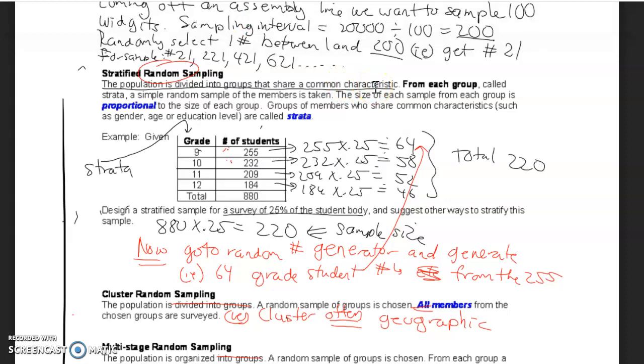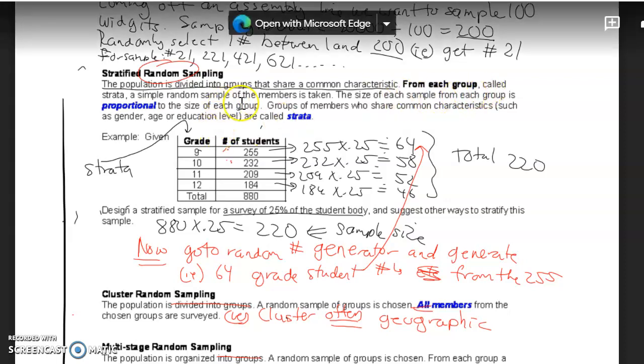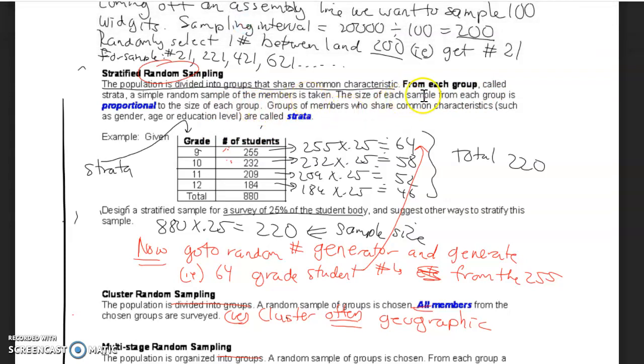This common characteristic is determined when you're actually setting up your survey, when you know the questions that you're surveying. We don't know that, so we're just going to speak in general. From each group or strata, a simple random sample is taken. The size of each sample is proportional to the size of each group. Group members who share common characteristics such as gender, age, education are called strata.